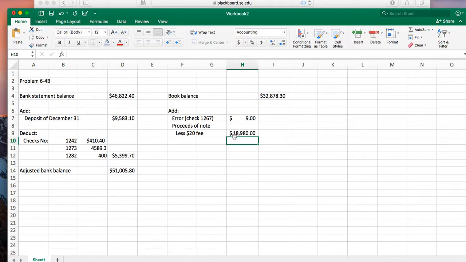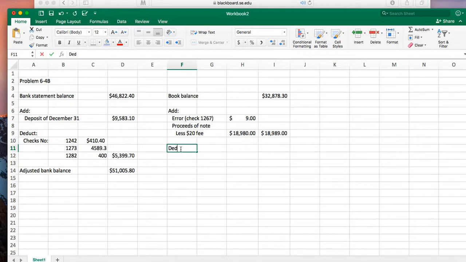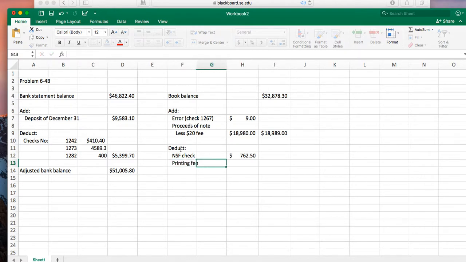So what that is, the bank has collected that for us, and we haven't accounted for that in our general ledger yet, so we have to add that in, okay? Then we have deductions, and so we had an NSF check, meaning we made a deposit and the check didn't clear the bank, so they've returned it, and we need to deduct that from our general ledger.